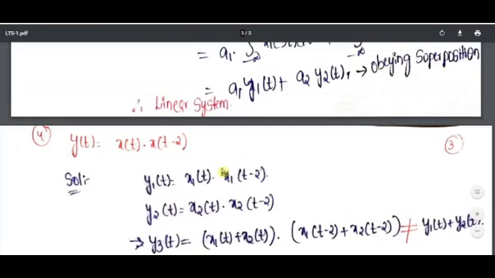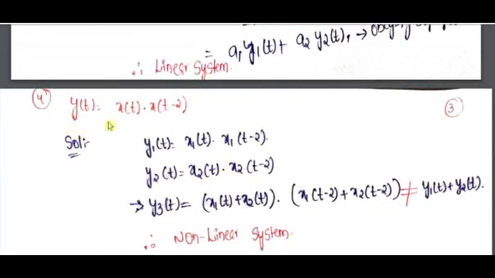Now let us go for the next problem. That is y of t equals x of t into x of t minus 2. So similar steps: y1 I have to take, y2 I have to take. Next, y3 means what? Individual summation, whether we are getting this or not. Individual summation addition equals overall response? No, it is not obeying.